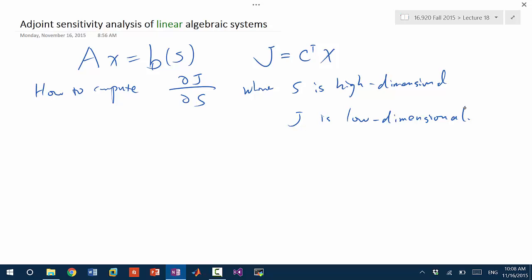So here, in this particular case, you can actually compute this sensitivity without ever having to solve this differential equation at all. Anybody think of how I should do that? You don't have to solve this particular linear system at all.